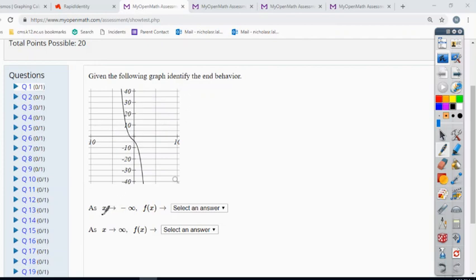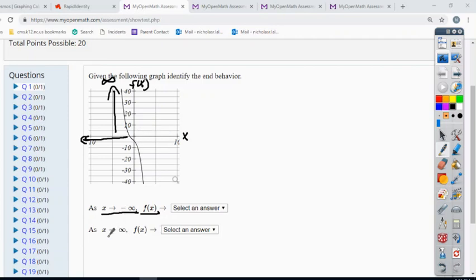As x approaches negative infinity, so that means we have our x value, our x-axis approaching negative infinity. What is happening to our f of x value? This is our x-axis. This is our y or f of x axis. Well, f of x is approaching positive infinity. As x is approaching negative infinity, f of x is approaching positive infinity.